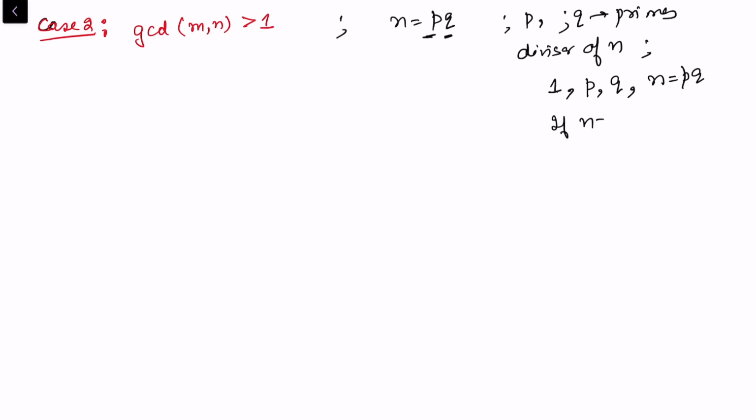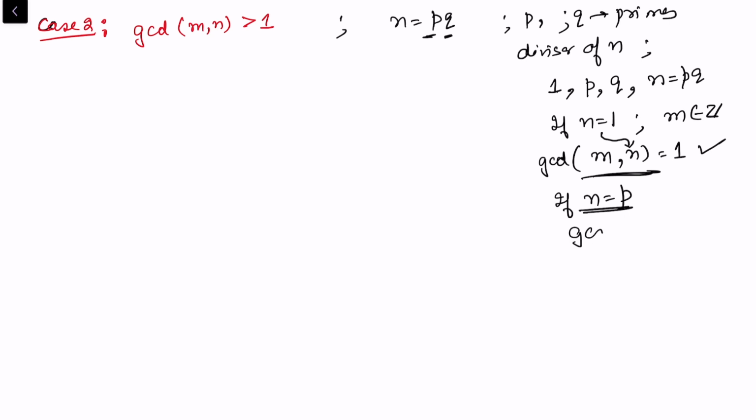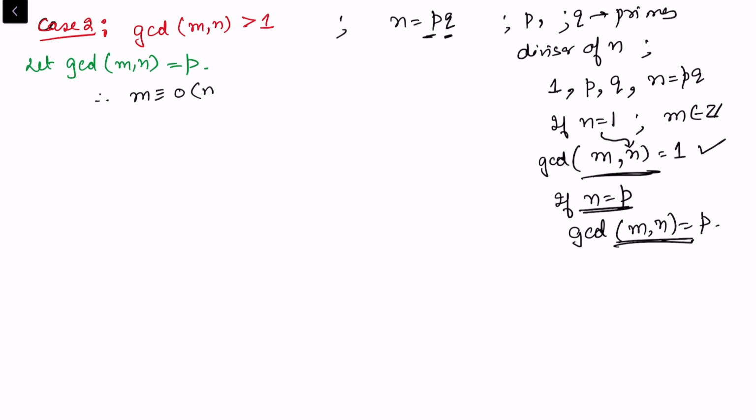If the divisor is 1 and m may be any integer, then the GCD of m and n is 1, because in this case, their GCD cannot be larger than 1. So this brings us back to our previous case. The other possibility is that the divisor is p. In this case, it is possible that the GCD of m and n is equal to p. Let's take this possibility. So here, let the GCD of m and n be equal to p. Because of this, m is congruent to 0 mod p, and we can say that n is also divisible by p.